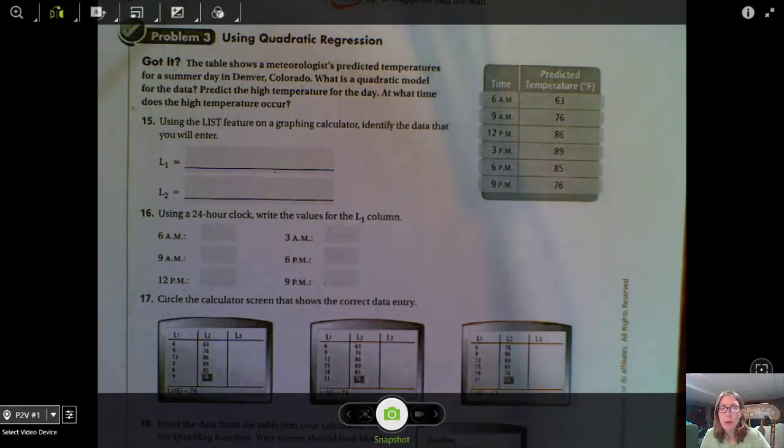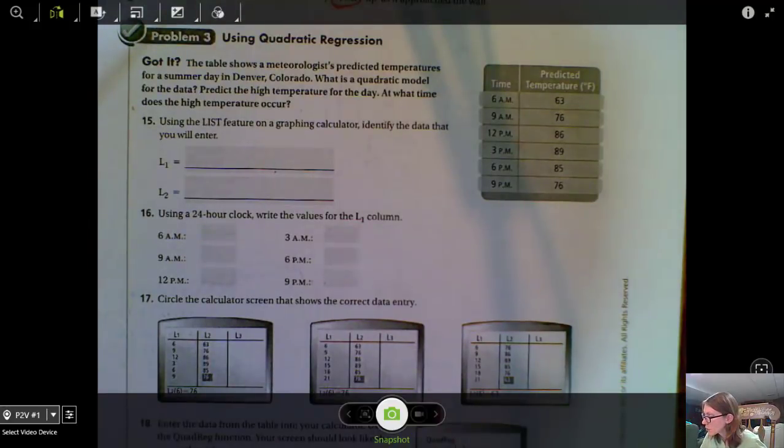In Chapter 3, we worked with linear regression a little bit, where we could have our calculator write an equation, trying to fit some data. And we're going to do the same thing here, but instead of having a linear function, we have a quadratic function. So we're doing quadratic regression here.